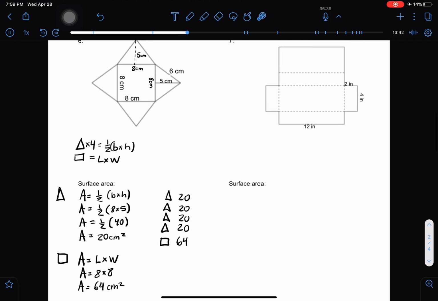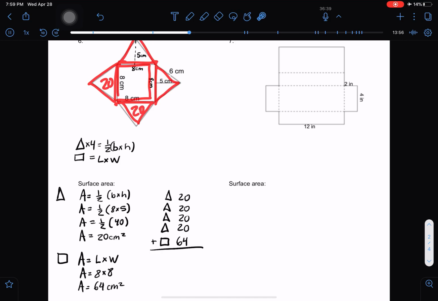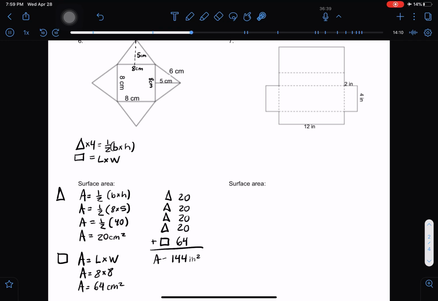So if I go ahead and move this over, I know that this shape is composed of the 4 triangles that we just drew right here and found to be 20, and that one square with an area of 64. So if I go ahead and add these up, the total area of those 4 triangles is 80, and 80 plus 64 gives us a total of 144 squared inches. And that is our final answer for the shape.